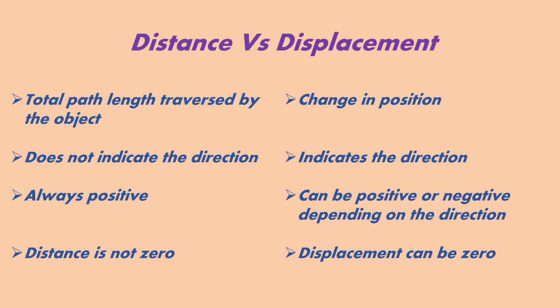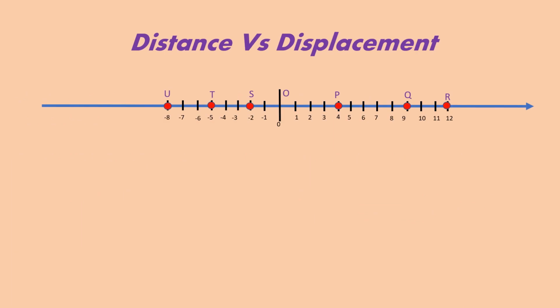Let's see one more example to illustrate all these differences. Let's see an object which is initially placed at a position P other than the origin. In the previous cases, the object was starting from origin, but here we are placing the initial position of the object as the position P, which is indicated by the coordinate 4, and it undergoes a motion from P to Q and then to S. So the initial position is P and the final position is S.